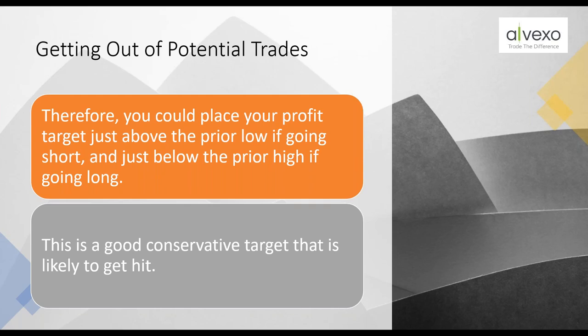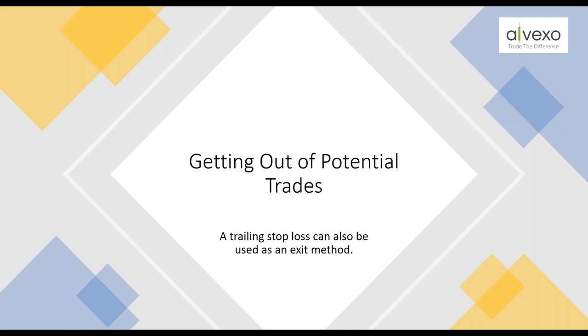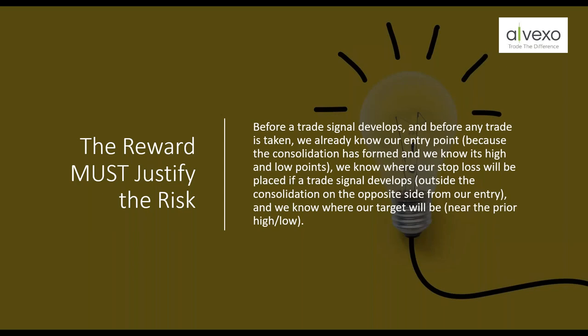Therefore, you can place your profit target just above the prior low if going short, or just below the prior high if going long. This is a good conservative target that is likely to get hit. And a trailing stop loss can also be used as a great exit method. So before a trade signal develops and before any trade is taken, we already know our entry point, our exit point, our risk and reward ratio.